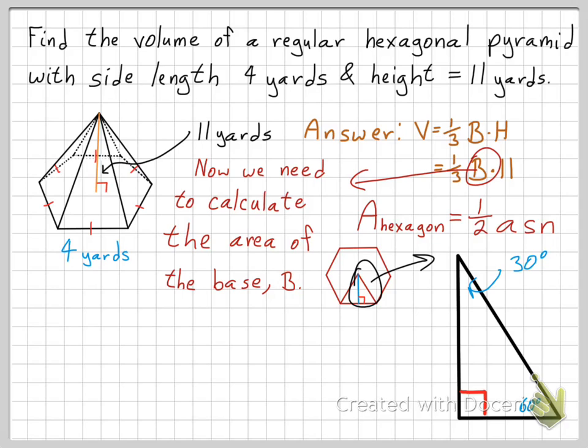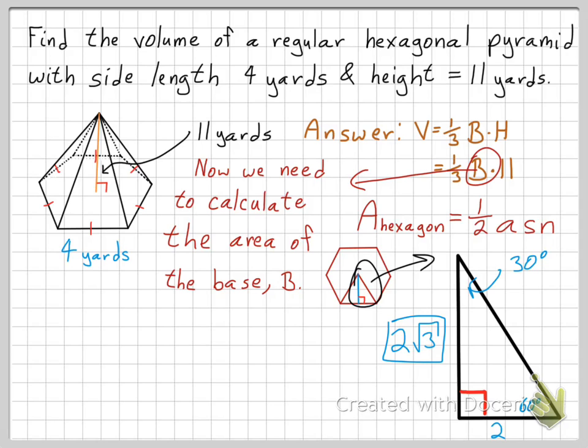And we are given that the side length is 4 yards, but remember this triangle was cut in half, right? Because this triangle here is cut in half. So this length is 2, and then using what we know about 30, 60, 90 triangles, the longer leg must be √3 times as long, right? 2√3.